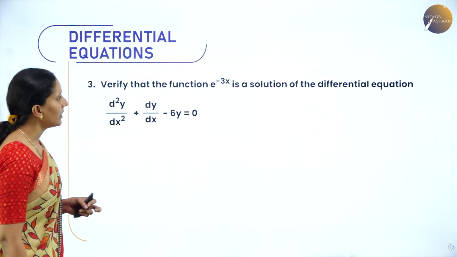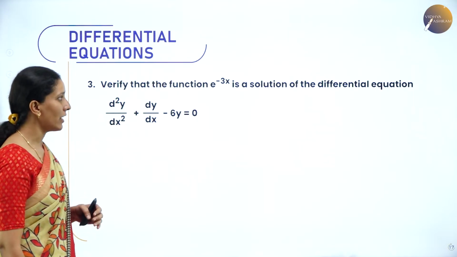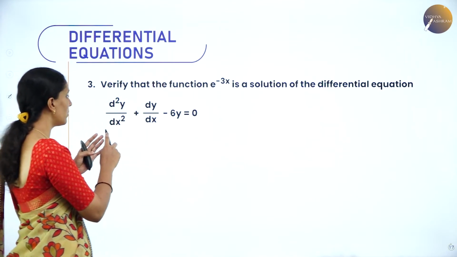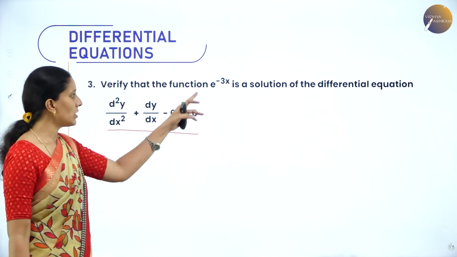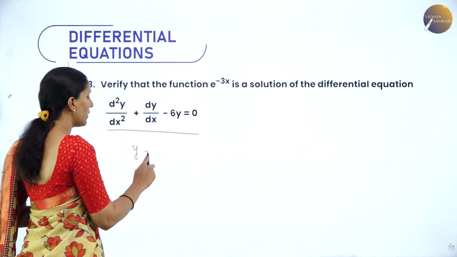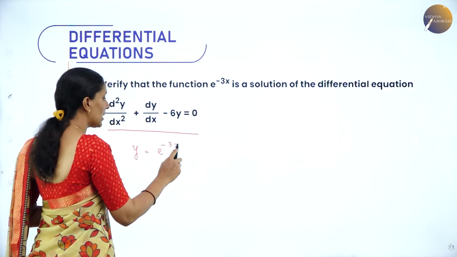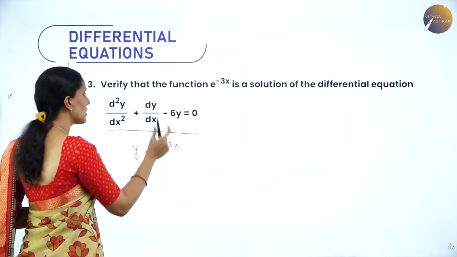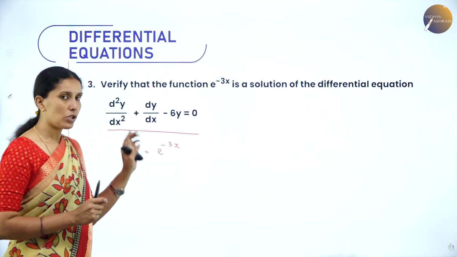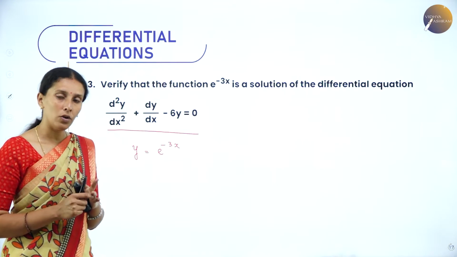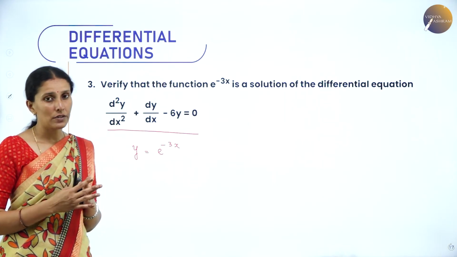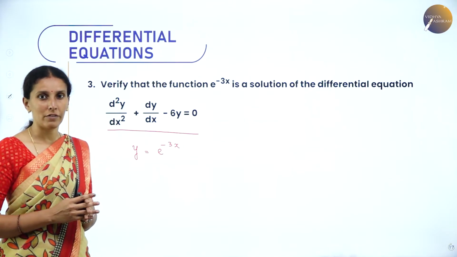Next, verify that the function e to the power minus 3x is a solution of the differential equation. So here we have a differential equation given and the function is given as y is equal to e to the power minus 3x. Now we need to verify whether this function is a solution of this differential equation. How to verify? Consider the LHS, show that the answer is equal to 0, then it is a solution for the differential equation. If it is not equal to 0, then it is not the solution for the differential equation.